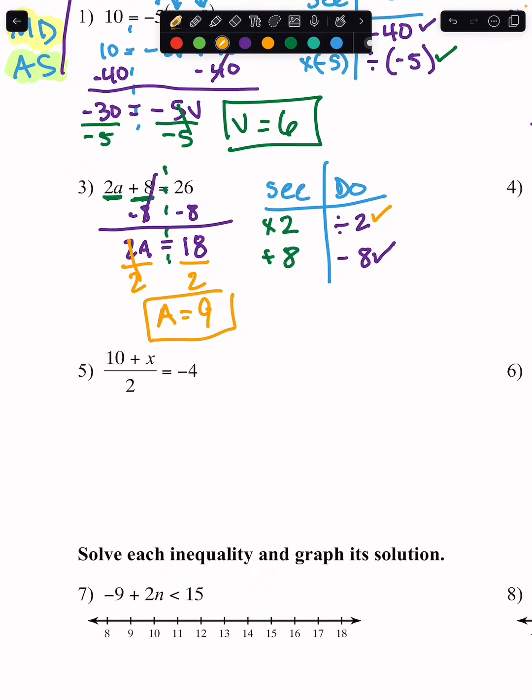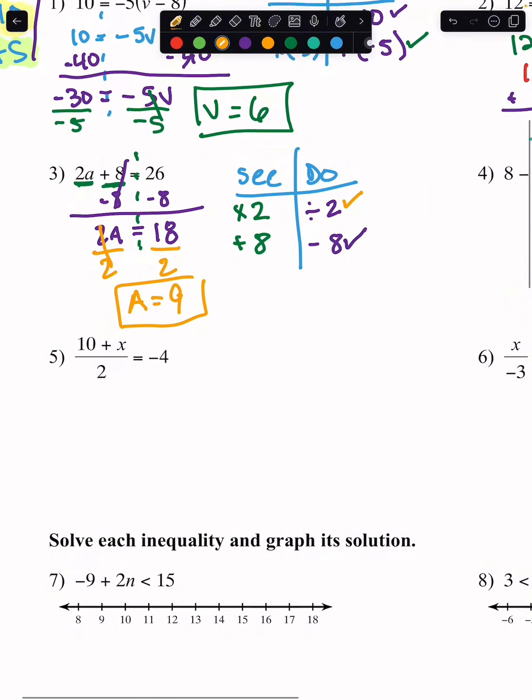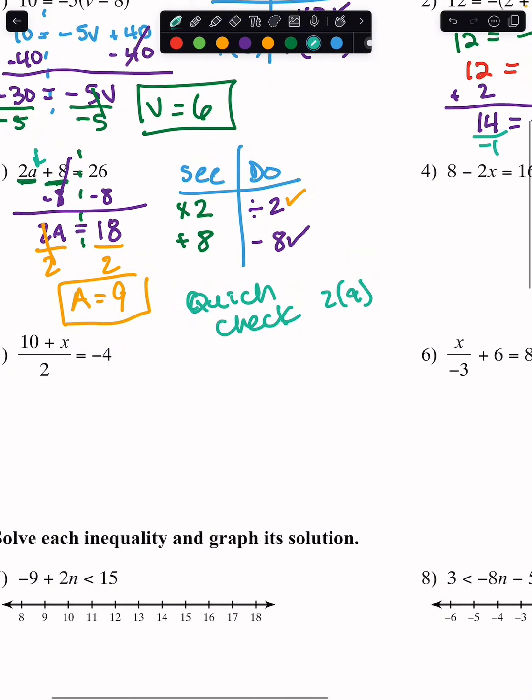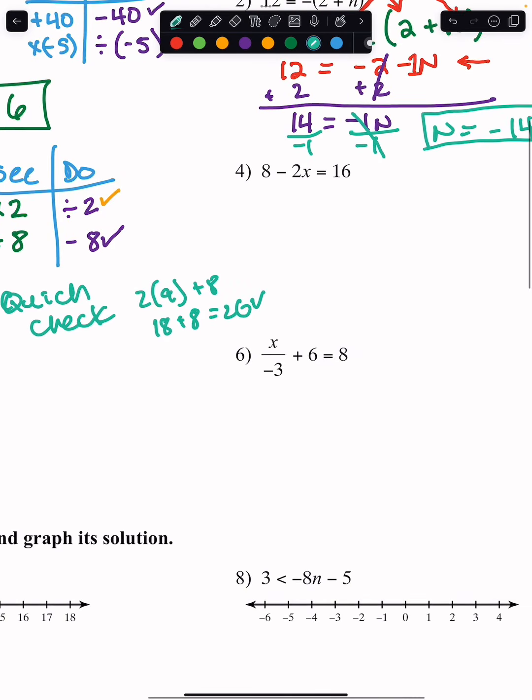And you want to do a quick check. If I put 9 right here, I do 2 times 9 plus 8. 18 plus 8 equals 26. Yes, and that matches that. That's how you do a quick check. All right, off to this side.